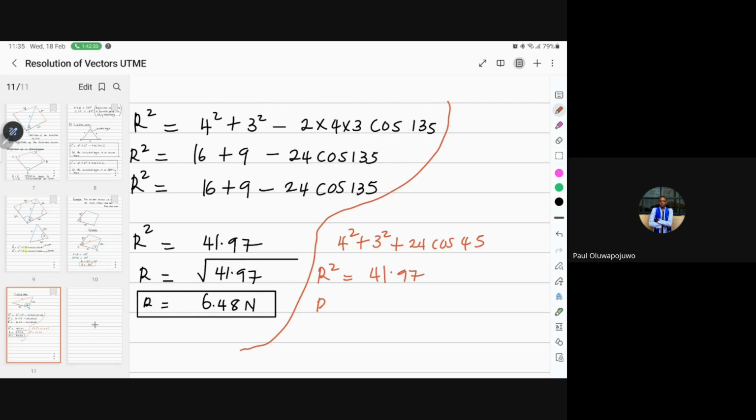Then if you now take the square root of R, what will it give you? It will give us the same thing. What? As what? 6.48 Newton. Did you see what happened there?